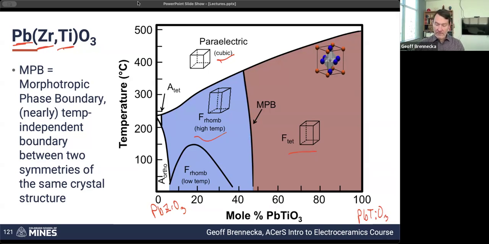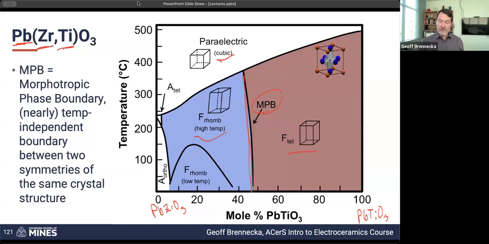So in between, there's a boundary in here. And that boundary is almost vertical. It does have a little bit of curvature to it, but it's really close to being vertical. And so this is known as the morphotropic phase boundary. This is the classic morphotropic phase boundary. It is not the only one, but to my knowledge, it is still the best example of a phase boundary that is completely driven by composition, much more than by temperature.